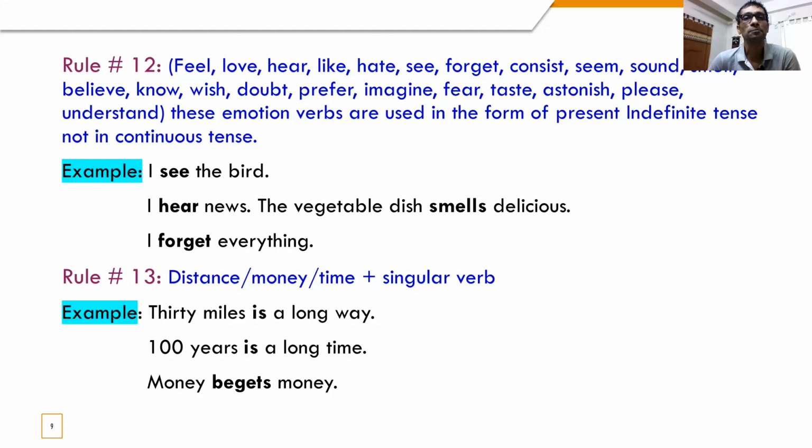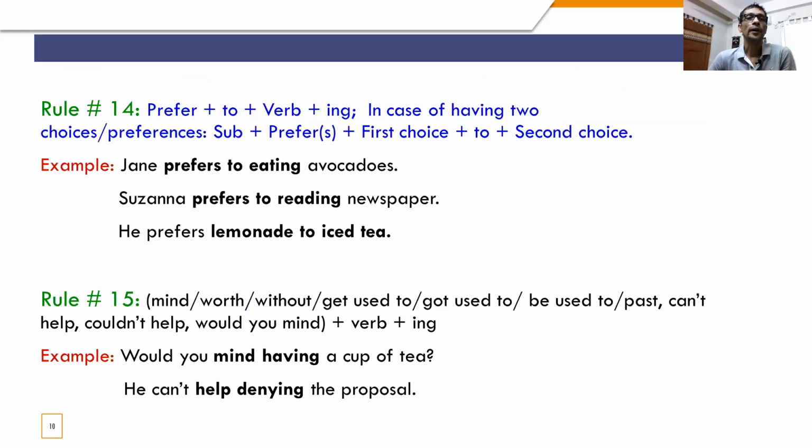Dear students, moving on. Okay, rule number 14 now. Prefer plus to plus verb plus ing. When you use prefer, you use to, then ing. But in case of having two choices or two preferences, you have to use subject, prefer, plus first choice, then to, then second choice. Look at the example. Jane prefers to eating avocados. Sujana prefers to reading newspaper.